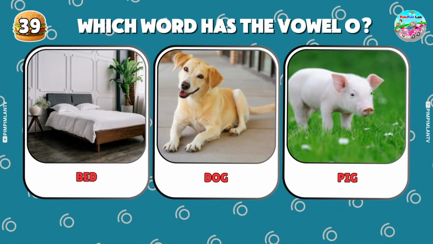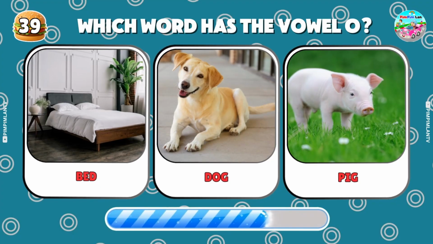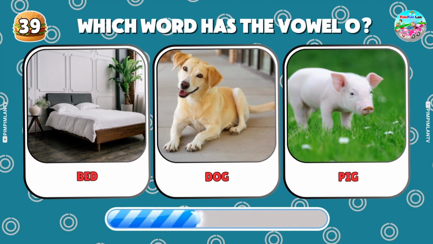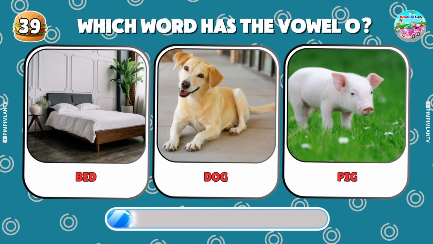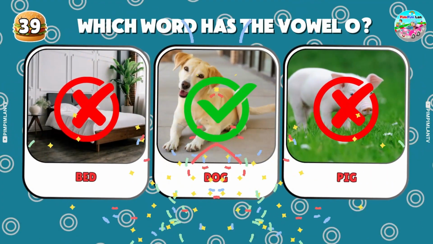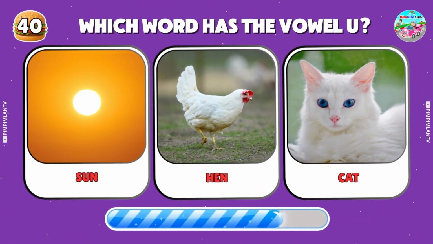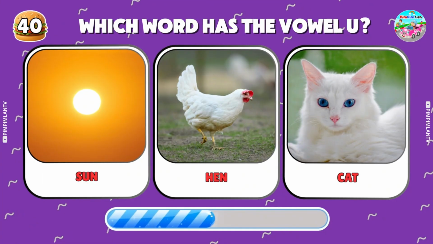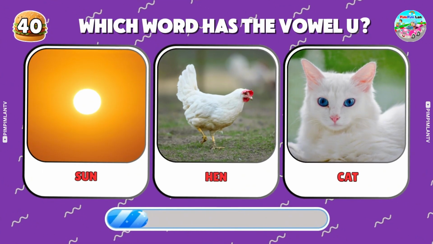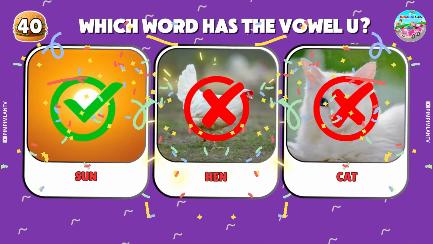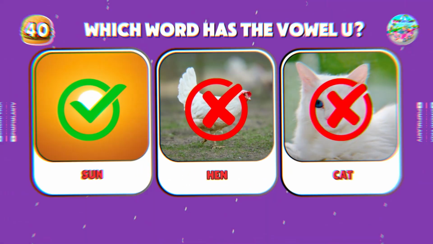Which word has the vowel O? Correct. Dog barks out with an O in the middle. Which word has the vowel U? Nice finish. Sun brightens things up with a U.